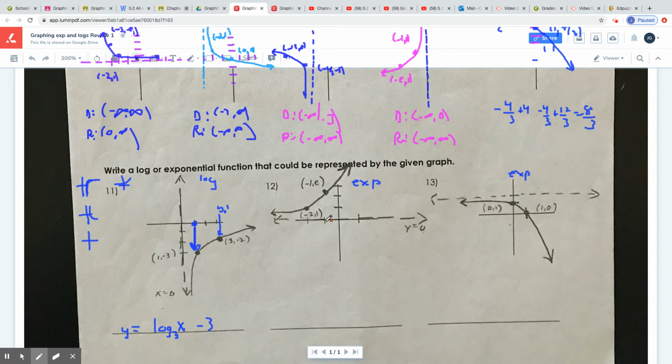All right, let's see if we look at 12. All right, 12, like I said before, is an exponential. Also, we notice that there's some e's in here, which means it's going to be y equals something with an e in it. All right, now, the basic shape of an exponential is this.